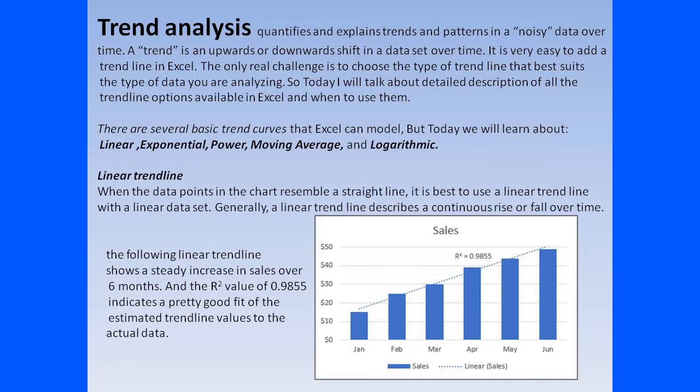So today we will learn how we can fit a trend line to our chart and what are the best fitted trend line for our data set. Okay. So trend analysis quantifies and explains trend and pattern in a noisy data over time. A trend is an upward or downward shift in a data set over time. Looking at this graph, you can see that the trend line is moving in the upward direction.